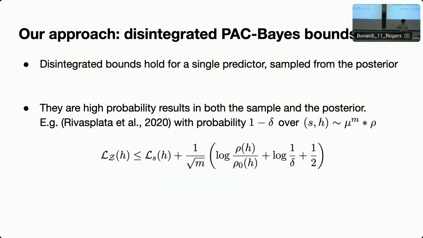So in this work, we look at disintegrated PAC-Bayes bounds. So these are bounds that hold in high probability with respect to both the data set and the sample from the posterior, right? So there's no integration over the posterior. And so an example here from Viallard is a bound like this. So you replace the KL term with this ratio between the posterior and prior.